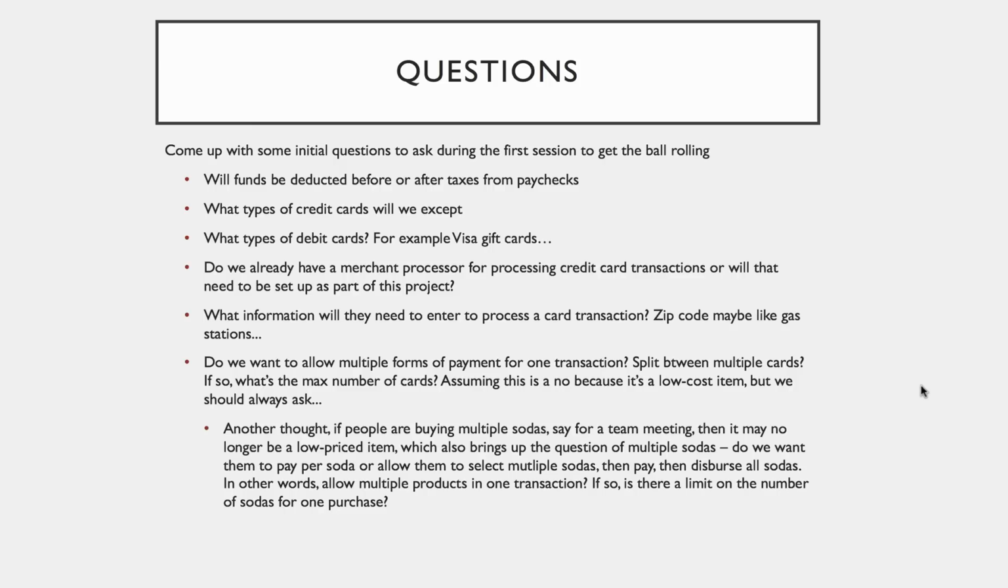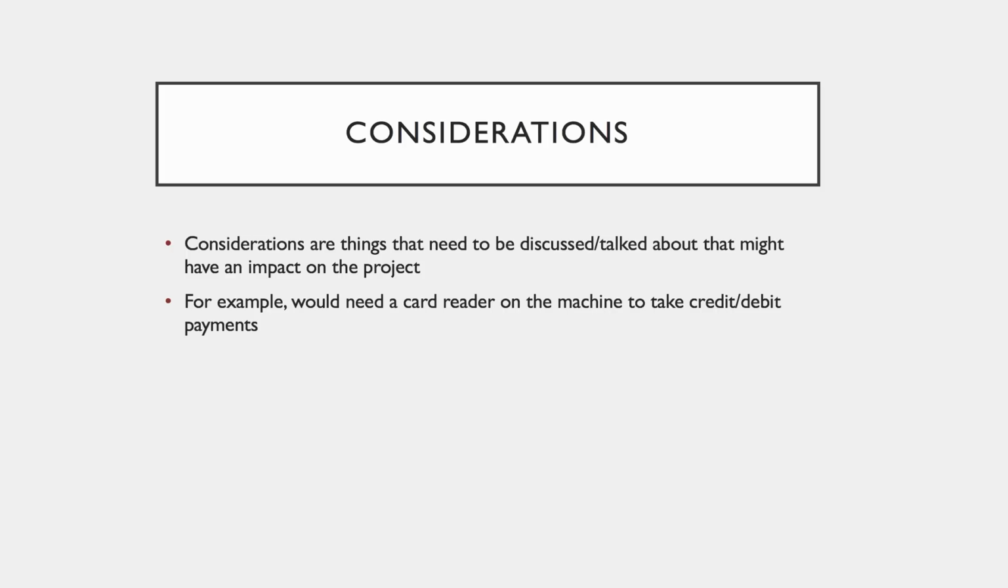what about multiple sodas? What if I want to buy 2 sodas? So do we want to make them pay per soda, or do we want to allow them to select multiple sodas, then pay, then dispense all the sodas? So in other words, allow multiple products in one transaction. And if so, is there a limit on the number of sodas for one purchase, or a limit on the dollar amount for one purchase? Those would be some of the questions that would come to mind for me that we would need to ask about in our requirement session.